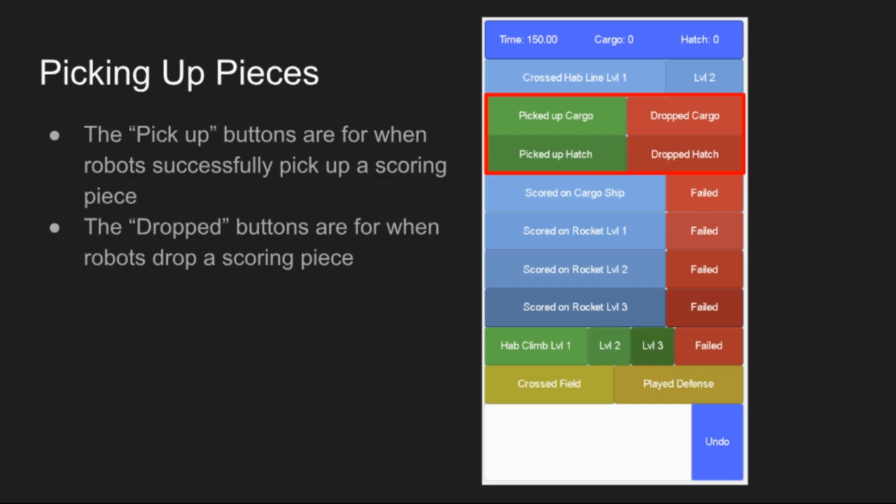So for example, if I went over, I picked up a hatch, and then 2 seconds later I'm trying to travel to another place, and I get jostled and I drop it, that would be a drop hatch event right there. If they're trying to score it, like, I'm close to the cargo ship and I'm really trying to do the hatch but it drops, then that's a failed cargo ship event. And I'll talk a little bit more about the specifics of the difference between dropped and failed later on. What if it's successful? If it successfully does it, then you do score on cargo ship, right?